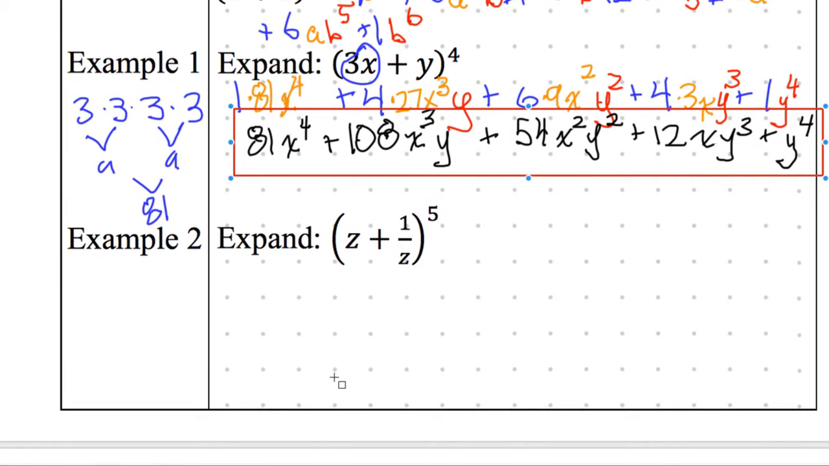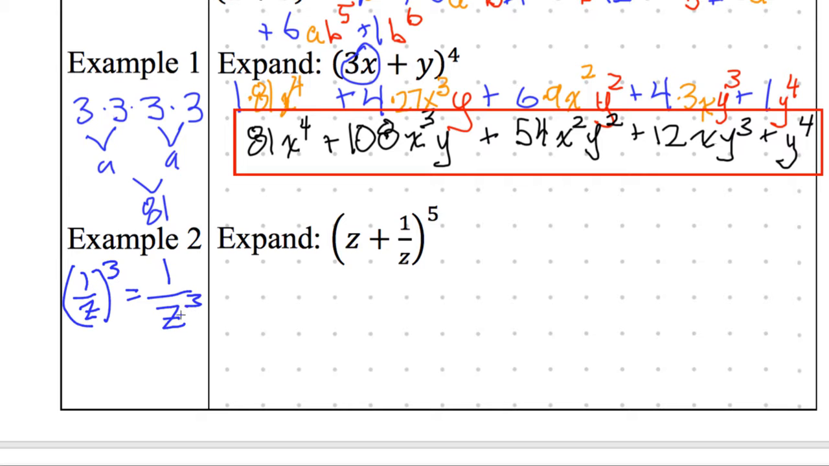Alright, example number 2. I need to expand this one, so go ahead and set it up the same way. You might actually be able to do this on your own. Just be careful with doing your denominators. And I'll give you your hint right off the bat before you pause the video, which is this: 1 over z to the power of 3 is equal to 1 over z to the power of 3. With that hint, go ahead and try this problem.